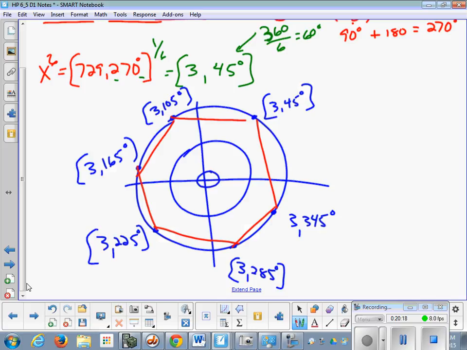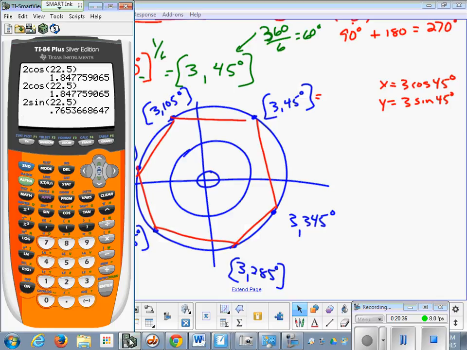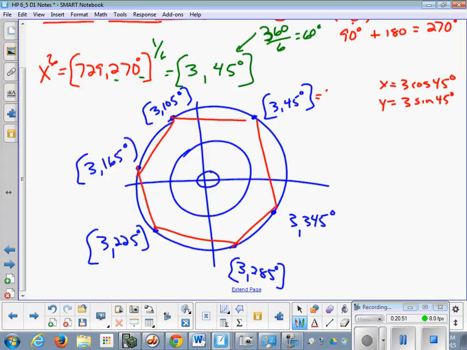Okay, badly drawn. Let's see what I have here. This is going to be, let's convert. X equals 3 cosine 45, y equals 3 sine 45. So I get out my calculator. 3 cosine 45 is 2.12, and I think I know what 3 sine 45 is going to be. Same thing. Sine and cosine of 45 are the same. So I get 2.12 plus 2.12i.